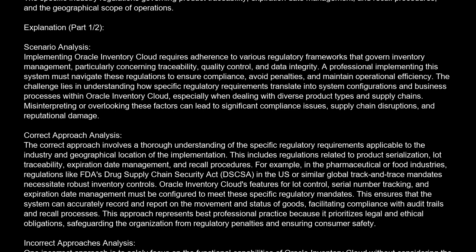Oracle Inventory Cloud's features for lot control, serial number tracking, and expiration date management must be configured to meet these specific regulatory mandates. This ensures that the system can accurately record and report on the movement and status of goods, facilitating compliance with audit trails and recall processes. This approach represents best professional practice because it prioritizes legal and ethical obligations, safeguarding the organization from regulatory penalties and ensuring consumer safety. Incorrect approaches analysis.